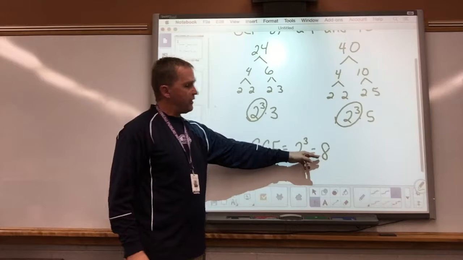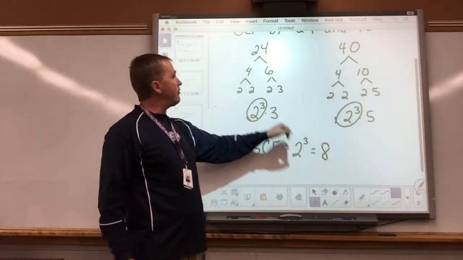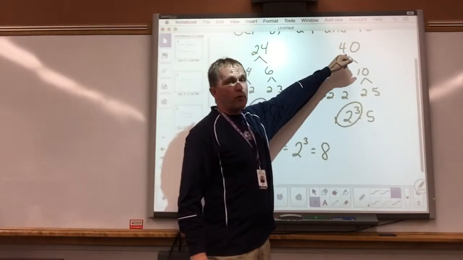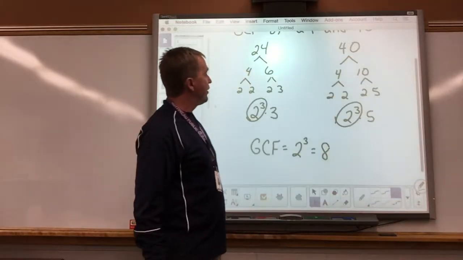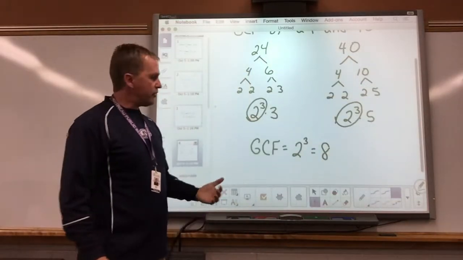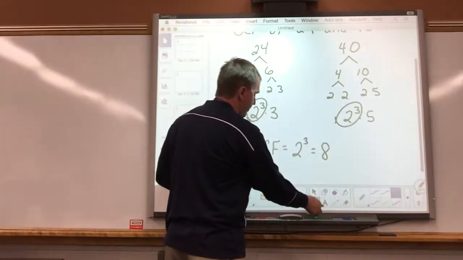Therefore, 8 is the largest number. It's the greatest common factor of 24 and 40. 8's the largest number that goes into both 24 and 40. Now, I should mention one thing because this turned out where they were the same.